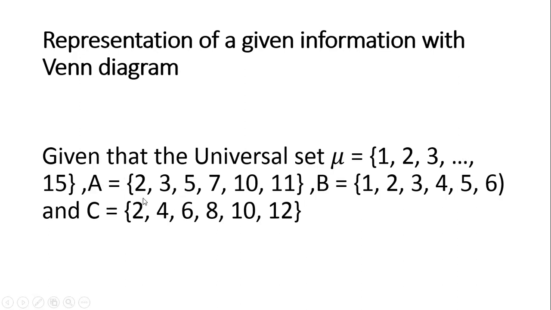Set A consists of elements 2, 3, 5, 7, 10, 11. Set B consists of elements 1, 2, 3, 4, 5, 6. Set C consists of elements 2, 4, 6, 8, 10, 12. I want to illustrate that with a Venn diagram.